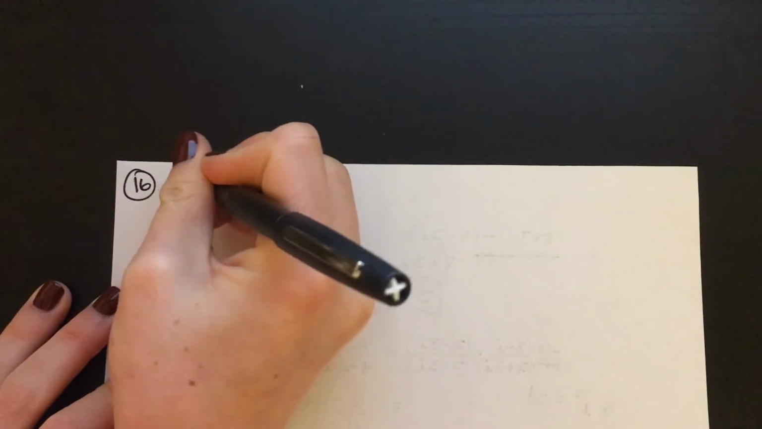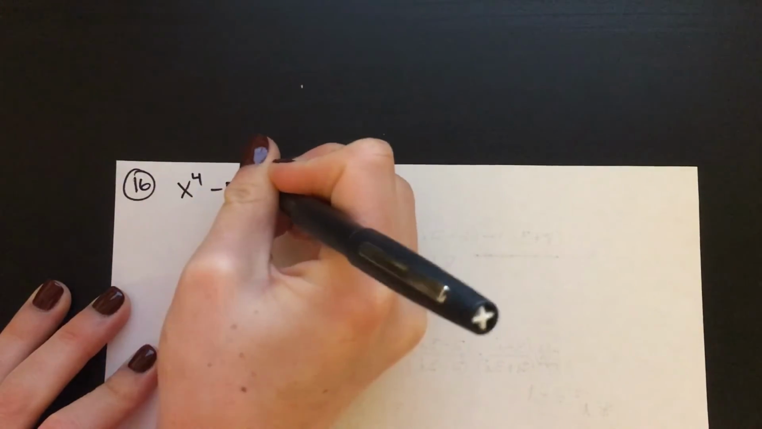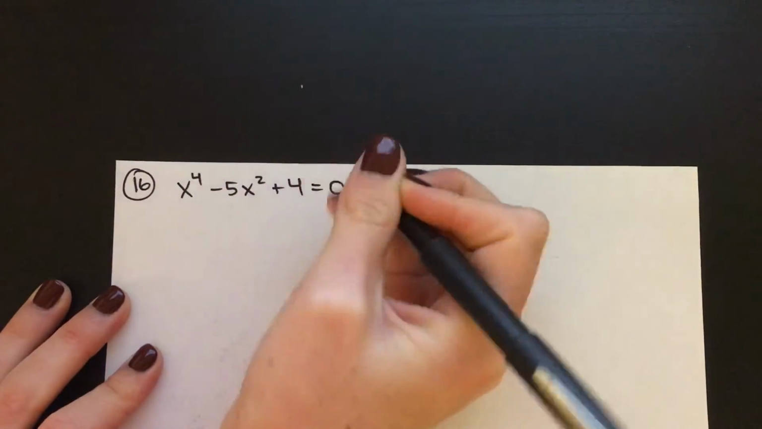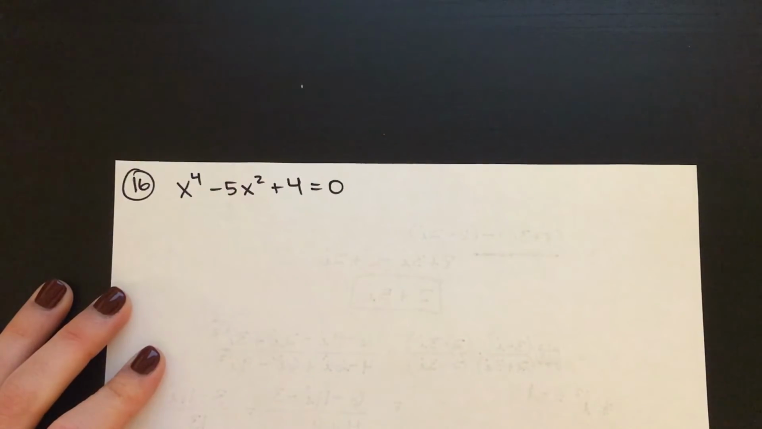Down to 2 more problems. All right, so we got number 16 and 17, which are both from 5-7. Okay, so number 16, we are solving this equation right here, which is actually really, really similar to what you're doing in 13b.